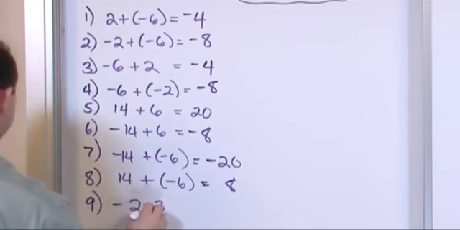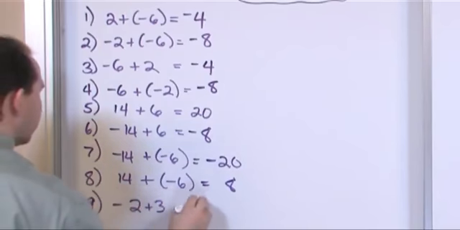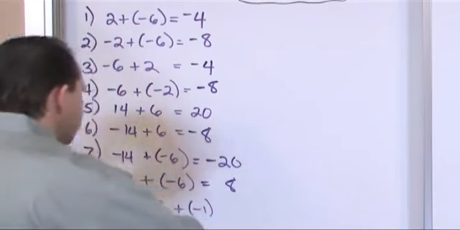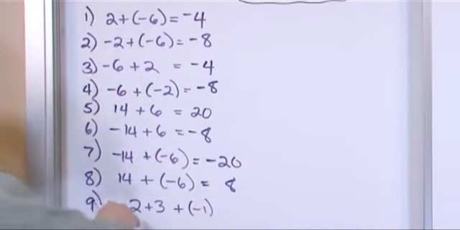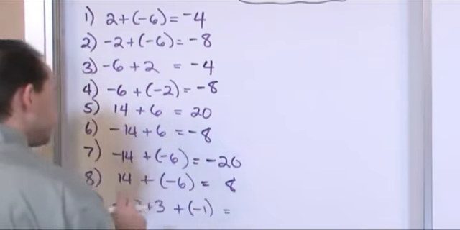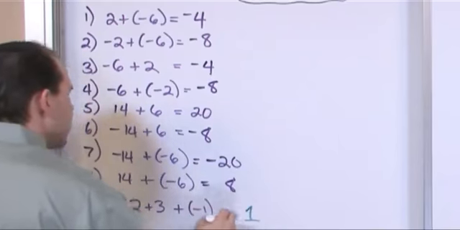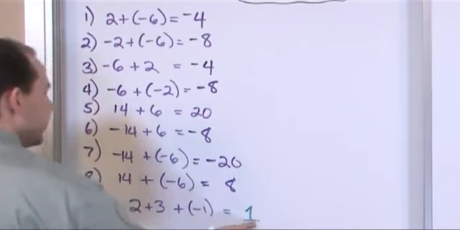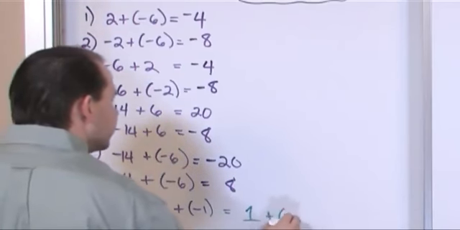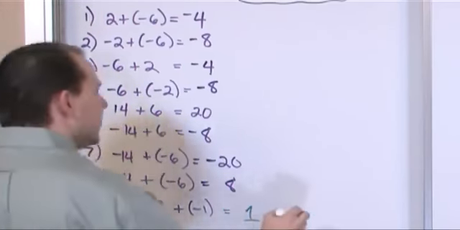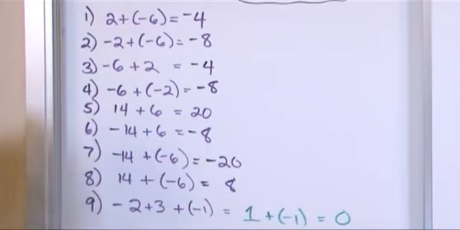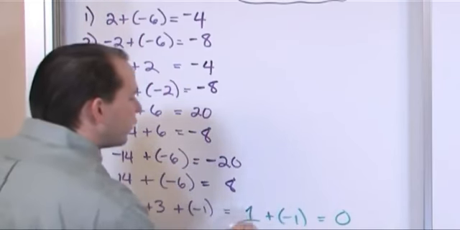Negative 2 plus 3 plus negative 1. So I'm adding 3 numbers together. You can do that just like you can do that in basic math. You work left to right just like you think you would. So negative 2 plus 3 is going to give me positive 1 because I'm going to basically subtract these numbers. 3 minus 2 is 1, and the sign comes from the bigger number. So this gives me a 1, and I still have to deal with this negative 1 here, plus negative 1. And of course, negative 1 plus positive 1 is just going to give me 0 because I subtract these two numbers. 1 minus 1 is 0.